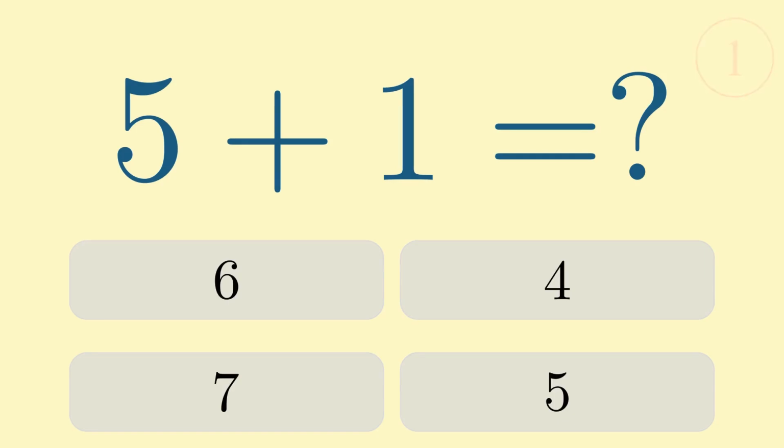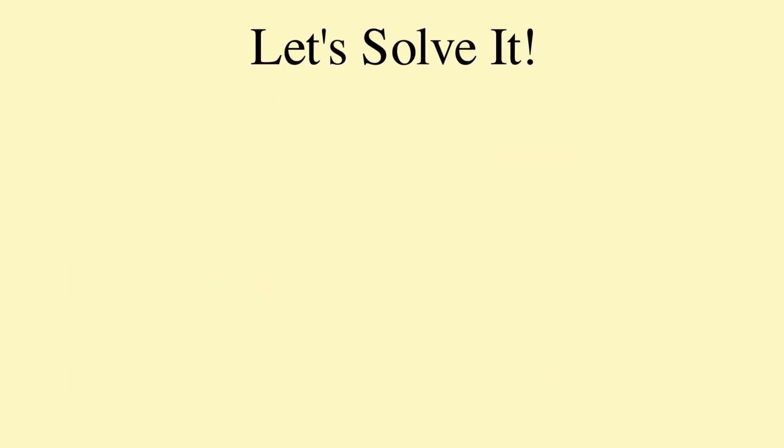Time's up. The correct answer is 6. Now, let's see how we got this answer. When adding 5 and 1, we align them in column format. 5 plus 1 equals 6.